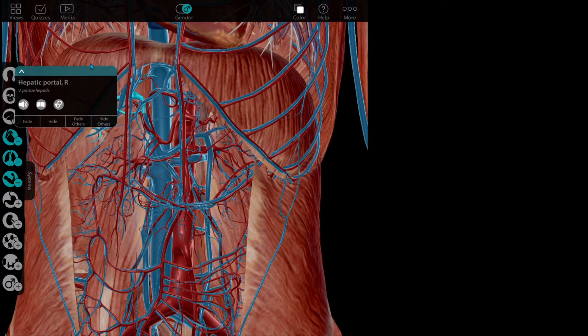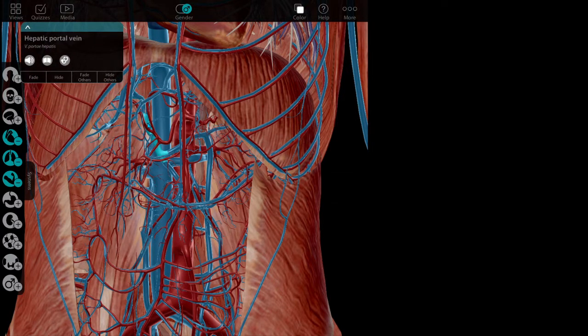So you have your hepatic portal. It drains from the branches of the mesenteric veins, the superior mesenteric vein and the inferior mesenteric vein. What is the function of the mesenteric veins? The mesenteric veins drain blood from your small intestine.